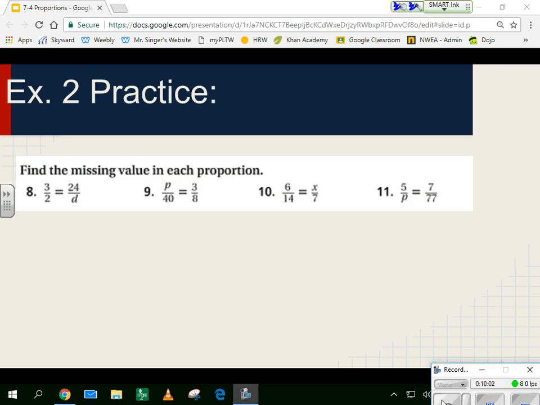All right, and because I'm a nice guy, don't let anyone else know, I'm going to do number 8 with you, and then you're going to do 9, 10, and 11. So again, we need to cross multiply.